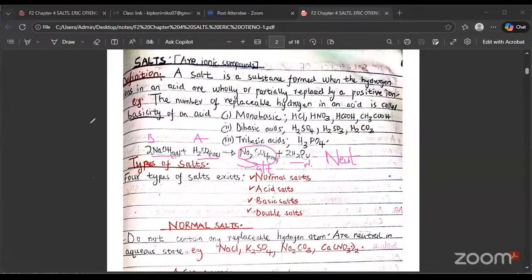So I'd said I would give another definition of the salt. But this one is the correct definition. The other definition is just manipulating the English a little, but it is the same thing. So for example, a salt is a product of hydrogen ions in an acid, partially or fully replaced by a positive ion.